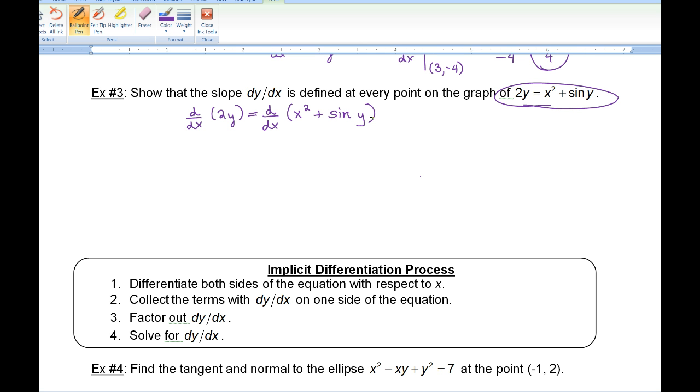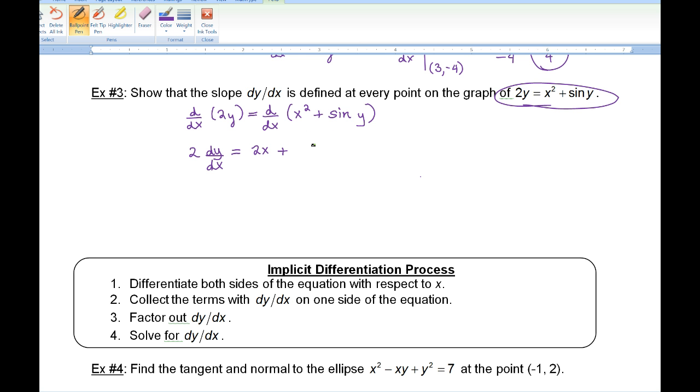If you have y, well, what would be the derivative here? It would just be 2 times the derivative of y. Remember, coefficients just get multiplied. Constant multiples can move to the front. So it's 2 dy dx. Okay, now I'm going to do the derivative. Let's distribute the derivative here. So the derivative of x squared is going to be 2x.